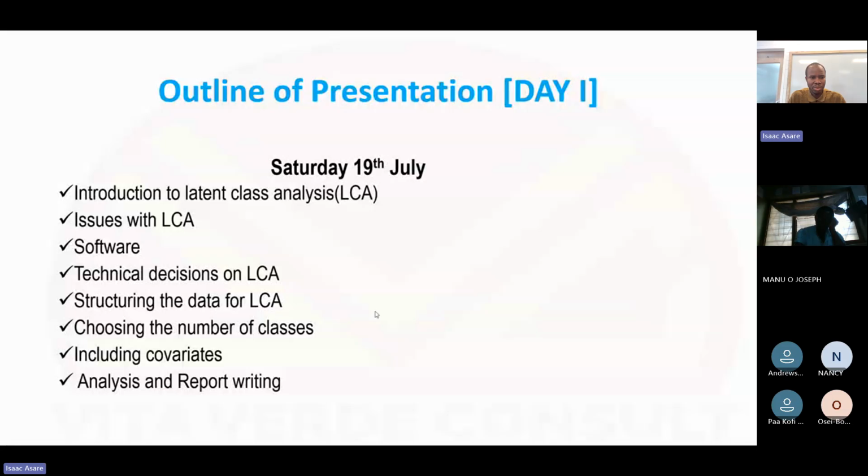Okay, so once we know what we are supposed to do in terms of the outline, I think we can begin with the session. As I said, if there is something you don't get, please, you can just raise your hand, or you can just ask your question using the comments or the chat session. Okay.